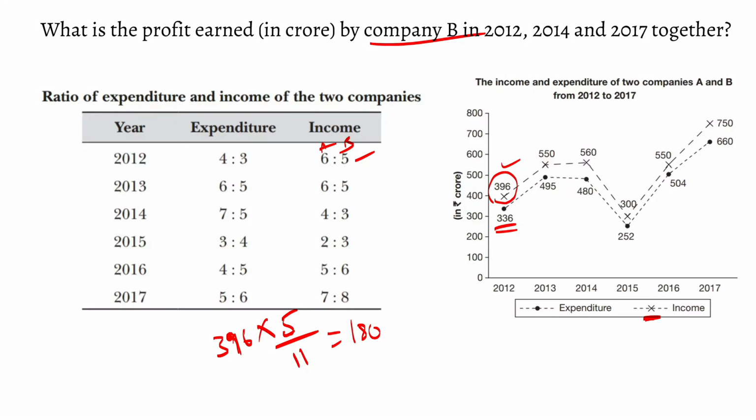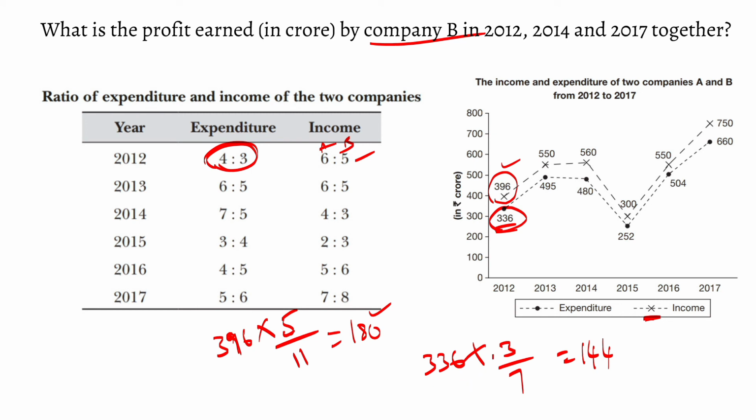But we are asked to find out the profit earned. So profit is equal to income minus expenditure. We already calculated the income for 2012. We must calculate the expenditure of B in 2012. In 2012, the expenditure is 336, so 336 for both A and B. And the ratio of expenditure is 4:3 for both A and B. But we are interested to find out only for B. So B's part is 3 by total parts 4 plus 3, that is 7. This is the expenditure for company B in 2012.